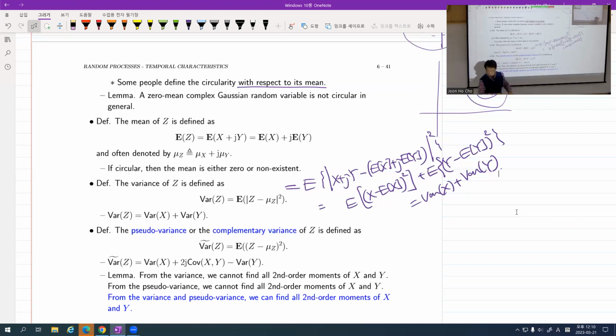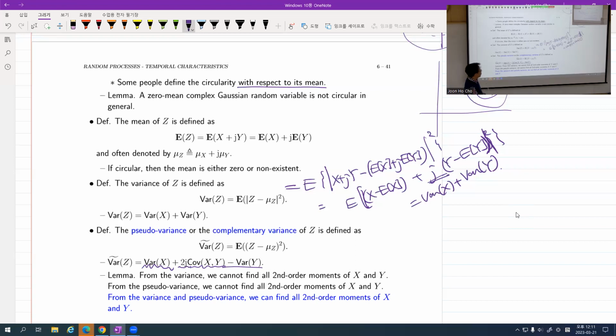Then we have what? So we replace this modulus operation with just simple parentheses. We have this squared, two times the cross term, and this term squared, and then we take expectation. So we have three, or you may say four terms. The first term is simply the variance of x, right? So we have variance of x. And then we have 2j times the covariance of x and y. Am I right? And then be careful, we have minus variance of y.